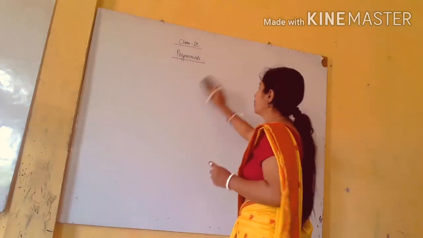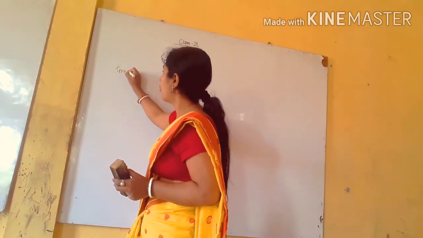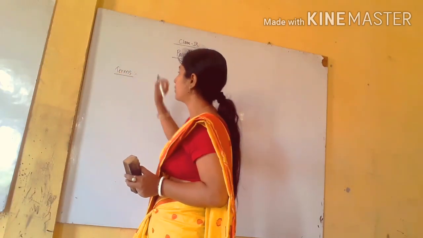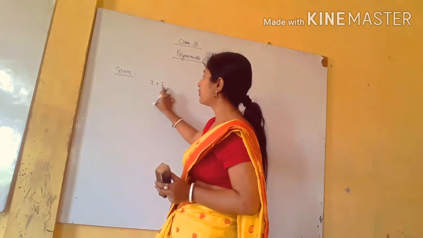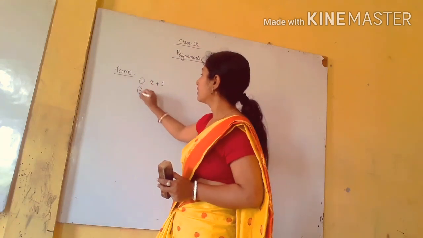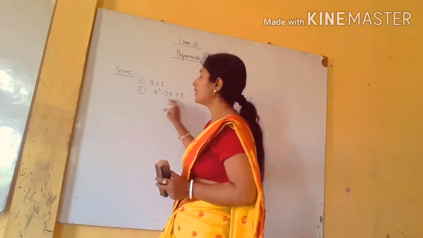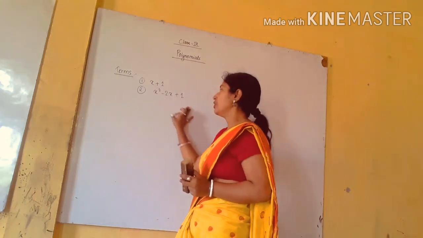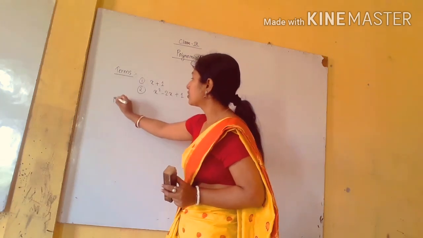Next topic is what are terms? Terms in a polynomial. Suppose x plus 1. Here the number of terms in this polynomial is 2. Similarly, x square minus 2x plus 1. Here the number of terms is 3. So the number of terms in this polynomial is 3.